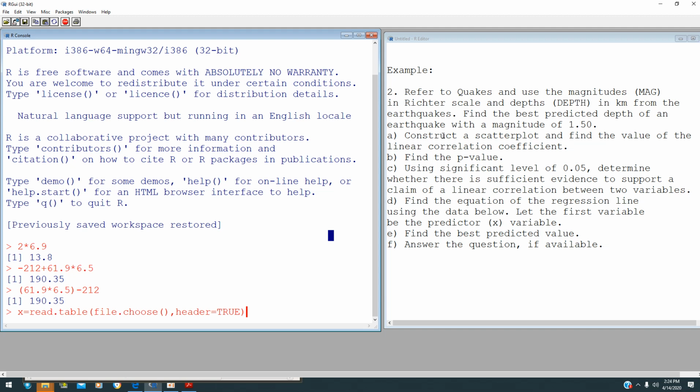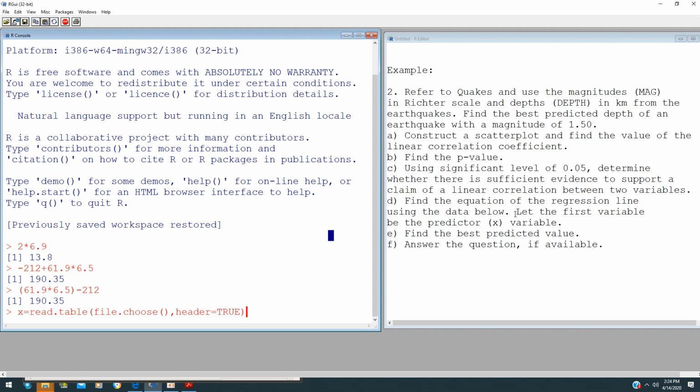So the first question wants you to construct a scatter plot and find the linear correlation coefficient, which is R. And then you have to find the p-value. And then after that, use the level of 0.05 to determine whether there's sufficient evidence to support the claim there is a linear correlation between the two variables. And then D asks you to find the regression equation. And then using the first data, let that first variable be your x variable.